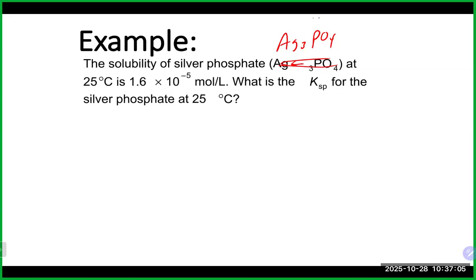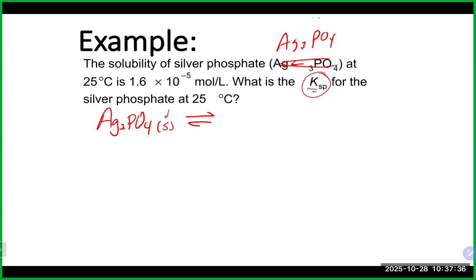So if we were going to take an ice table approach here, we're going to start with our silver phosphate. And by the way, one of the things that's really helpful in this chapter is knowing your solubility rules. But frankly, if you don't know your solubility rules, and you're asked to find the KSP or you're given a KSP, you can pretty much assume that thing's going to be a solid to start with. So even if you maybe don't know all your solubility rules, you can pretty much figure it out.